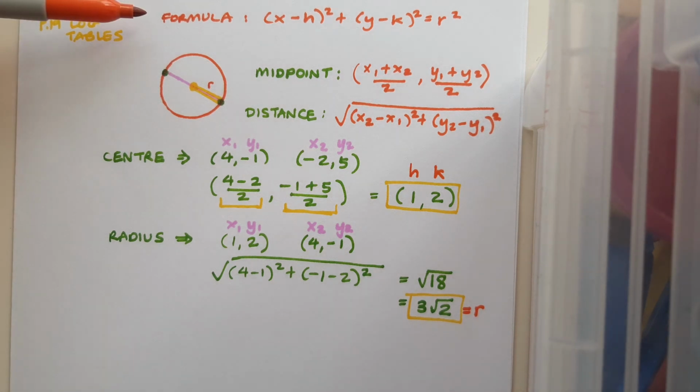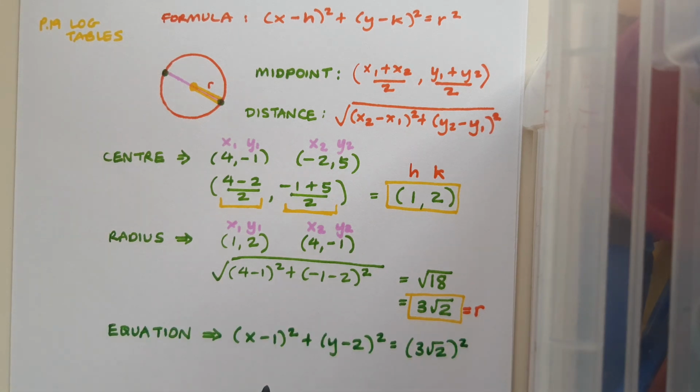So you can see my formula up here at the top, on page 19 of the log tables, and I'm just going to fill the h, the k and the r in. And notice this time around, I don't have any messing around with signs to do. I only have to square the radius at the end. Just be careful as you type that into the calculator.